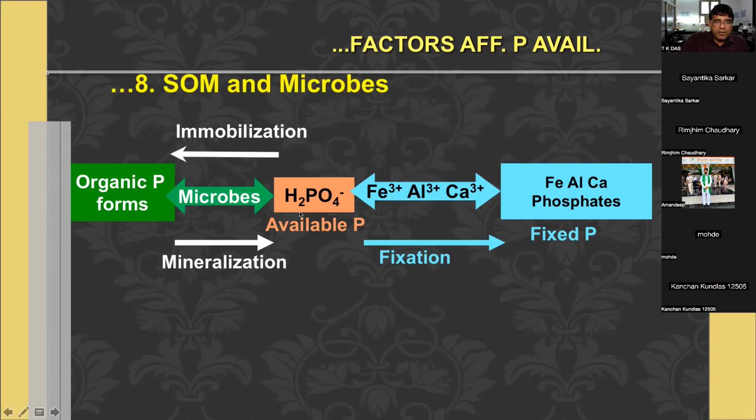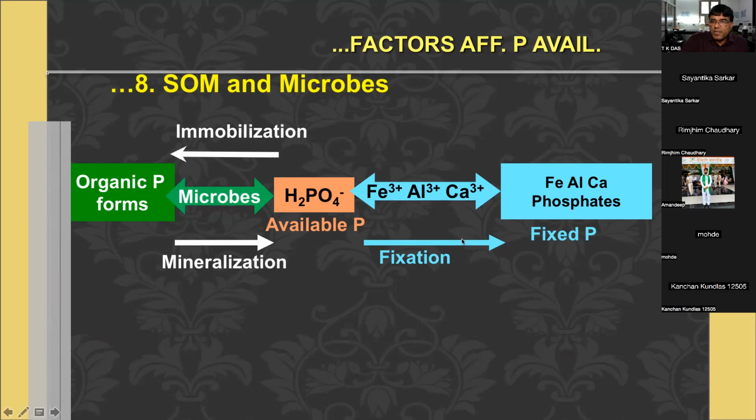So you can see here, organic phosphorus can be broken down by microbes. The process is mineralization, and you get it converted into available phosphorus. And it can be immobilized also. Immobilization can also happen, going back to organic phosphorus. But in both cases, whether it is mineralization or immobilization, the organic phosphorus is converted microbially. With the help of microbes, it undergoes these reactions.